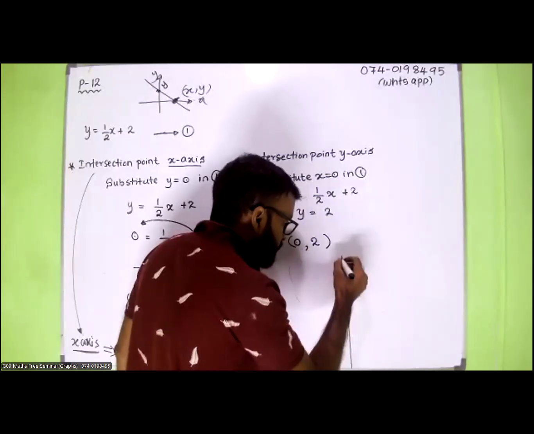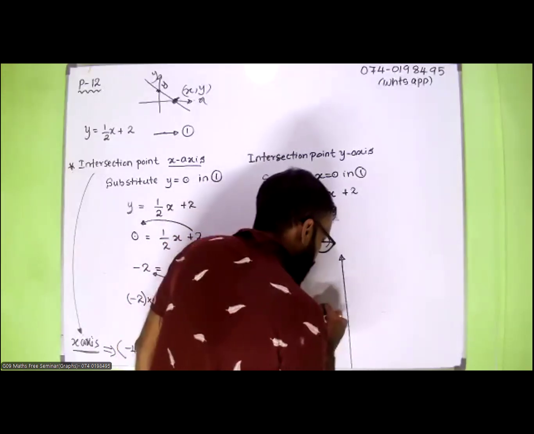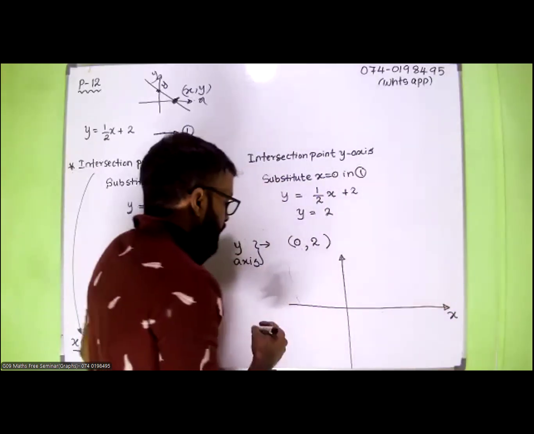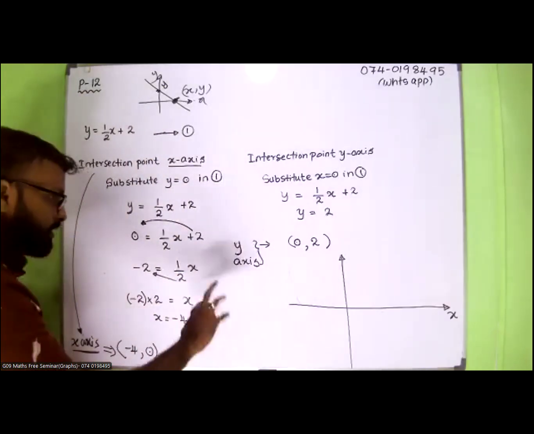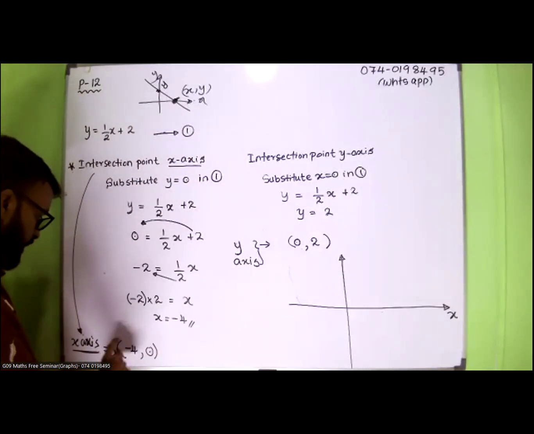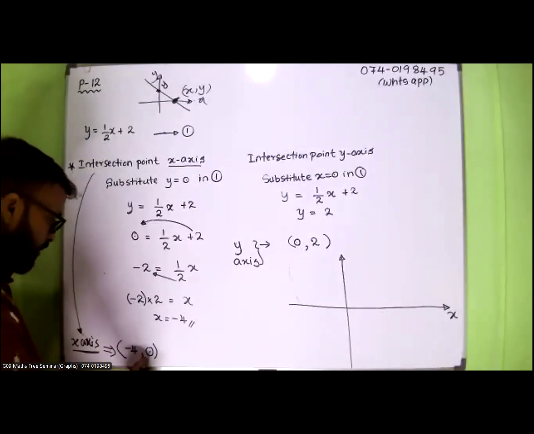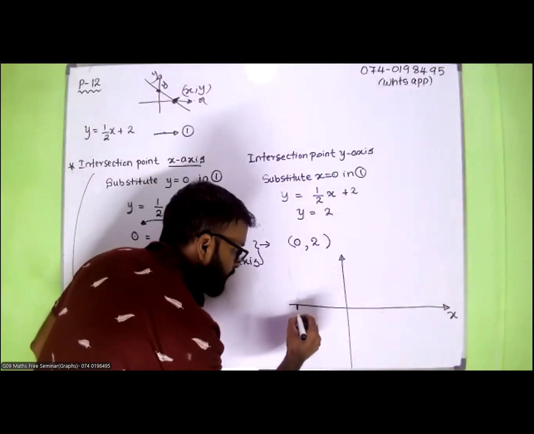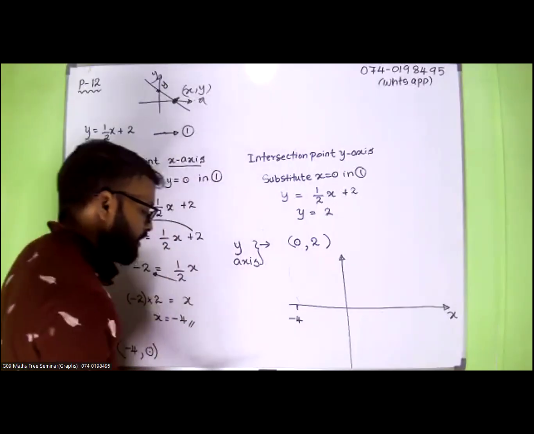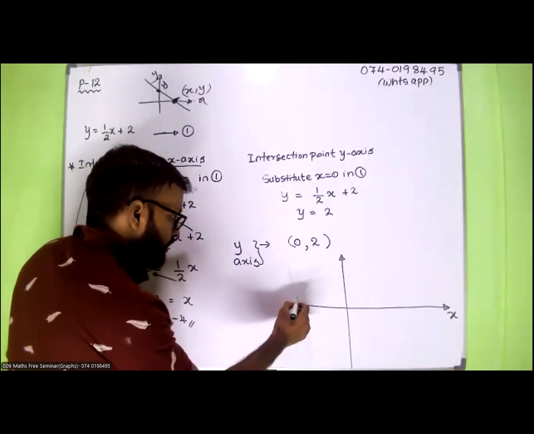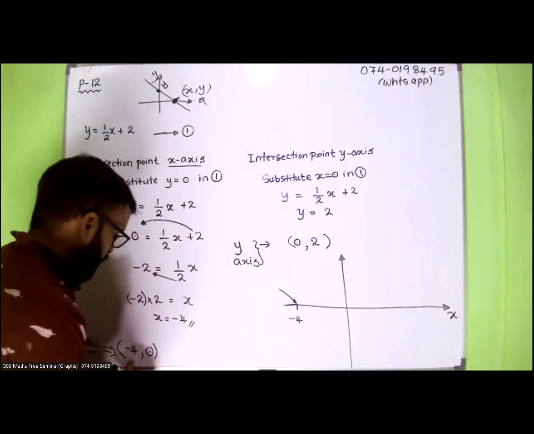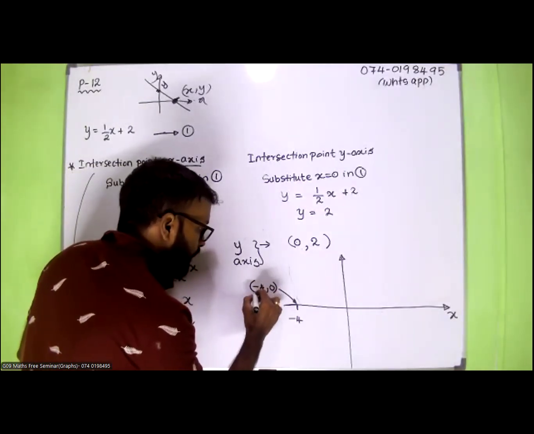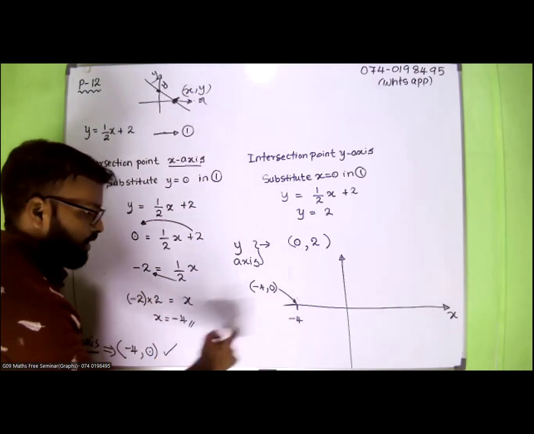This is your y-axis. This is your x-axis. And I am going to mark these 2 points. Where this graph intersects with the x-axis, minus 4, comma 0. I will mark somewhere around here. This is my minus 4. So this point is minus 4 comma 0. Now this is done. I have marked it.